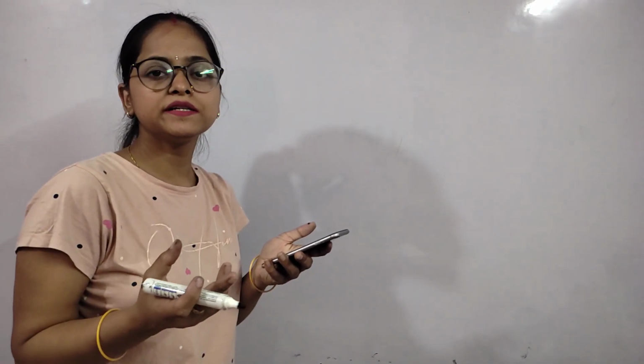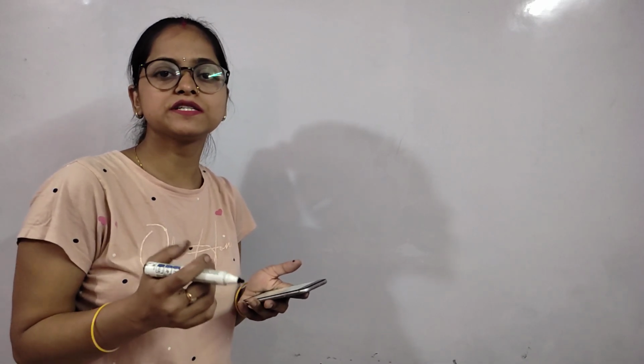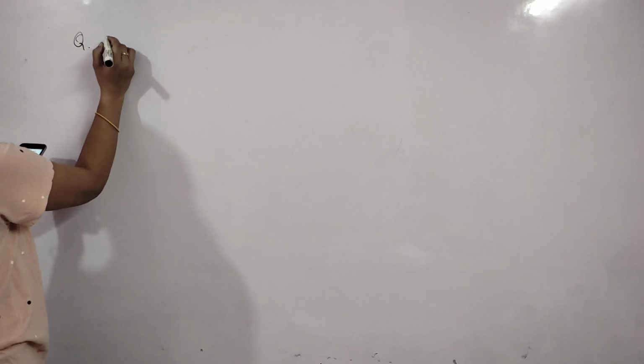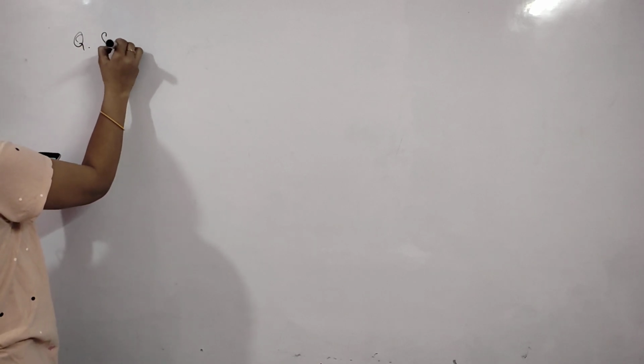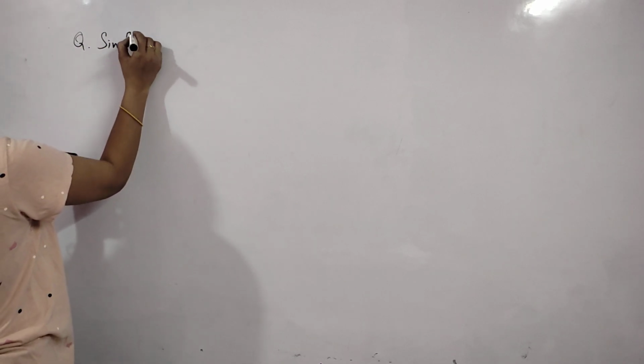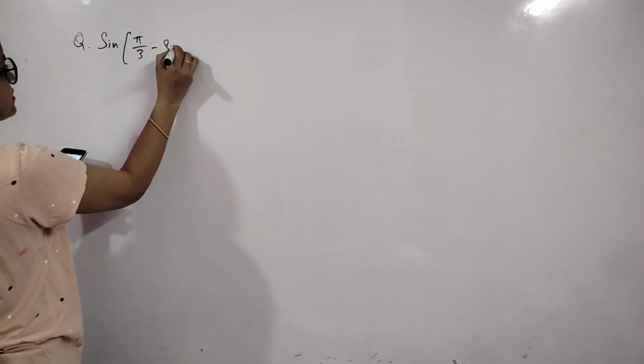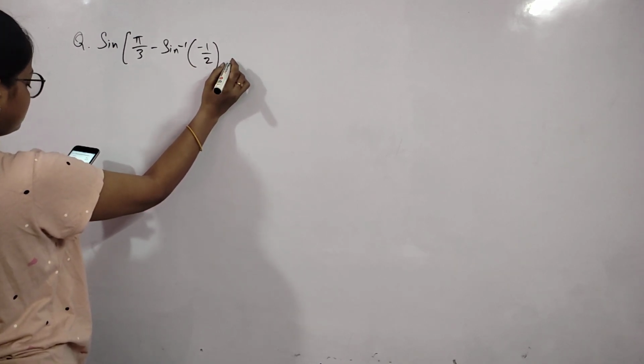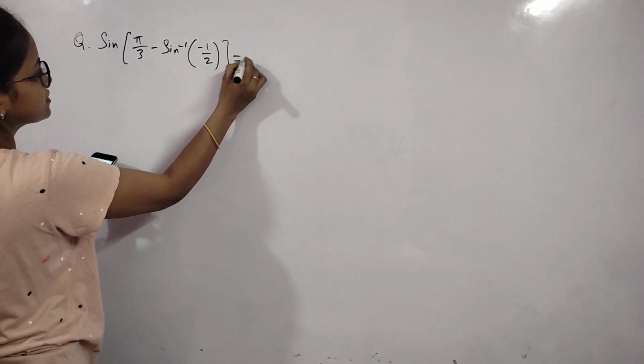Let us now solve another MCQ question in inverse trigonometric functions. So the given question is: sine of pi by 3 minus sine inverse of minus 1 by 2. This is equal to what?